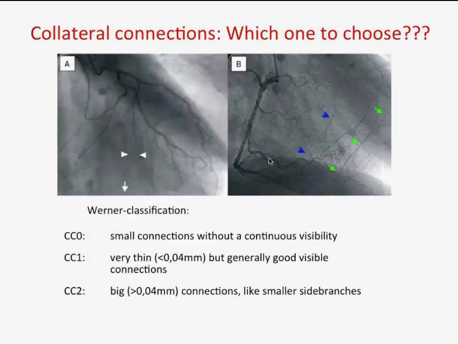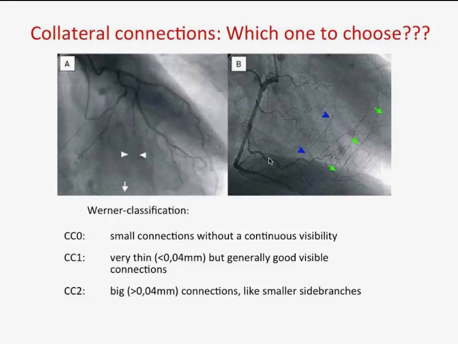Okay, so we continue regarding the collateral connections. We know all the slides from Gerald Werner. Which collateral should we choose? We are concentrating on the retrograde approach now, and we have the CC0, CC1, and CC2. I don't think that we have to explain it, but what I want to say is that in septal surfing, we often use CC0 collaterals, because we don't see where we are going, and the Japanese don't do this so often. They are going for CC1 collaterals because they want to visualize it.